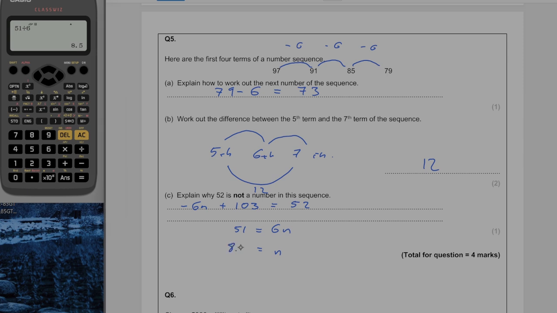With a sequence, n would need to be an integer.